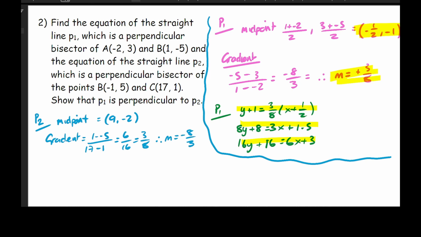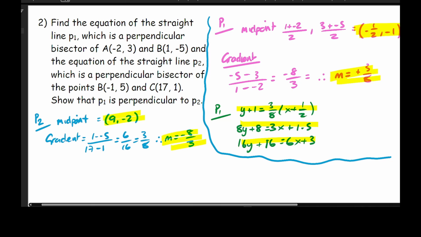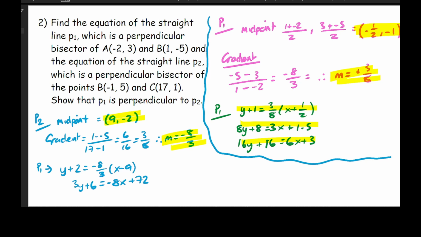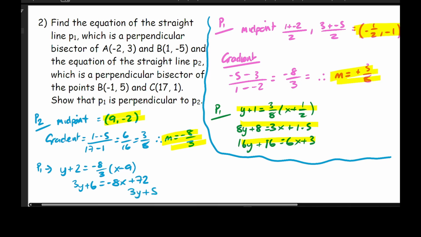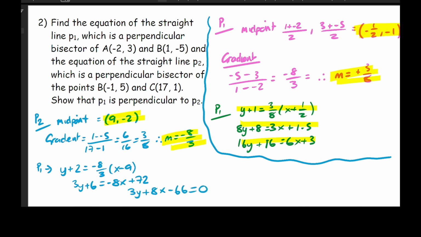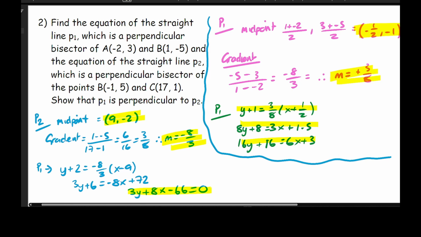So then finding the equation of those 2 lines, using this and this, we get a P2 equation of y plus 2 equals minus 8/3 (x minus 9), which can be written as 3y plus 6 equals minus 8x plus 72. Neatening all that up, if you wish, we get 3y plus 8x minus 66 equals 0. So not the nicest of equations, but there's our 2 equations.